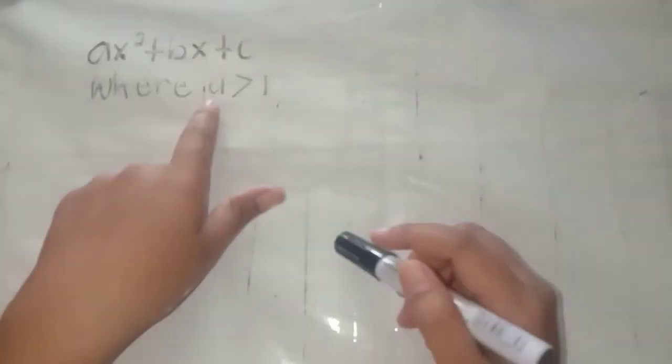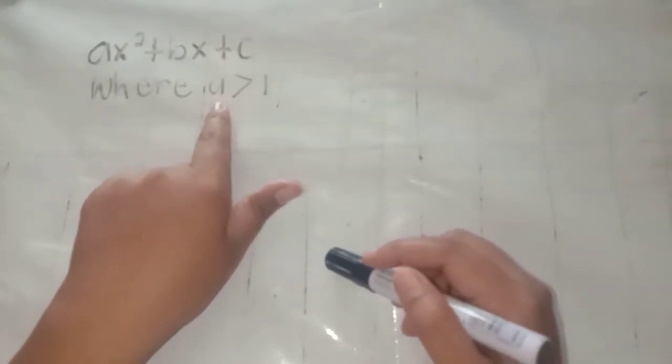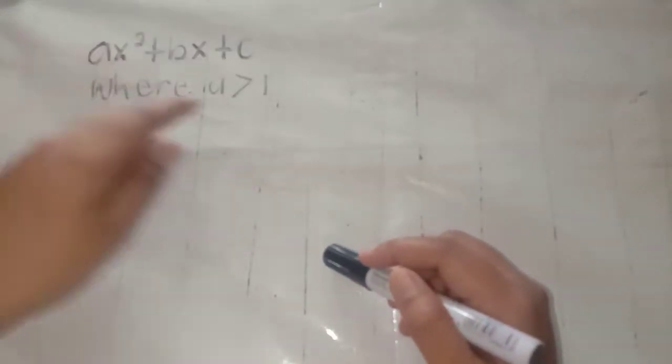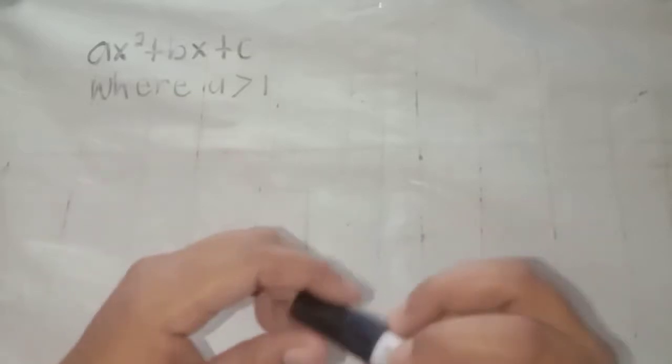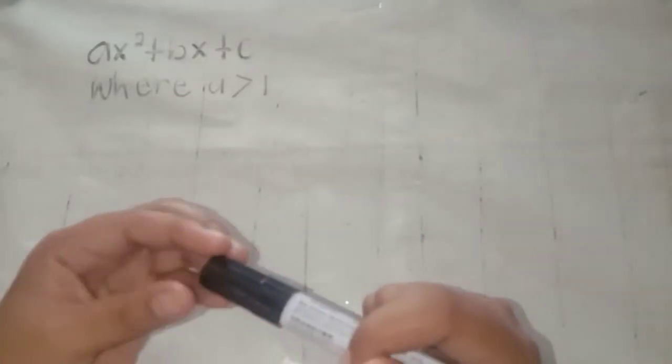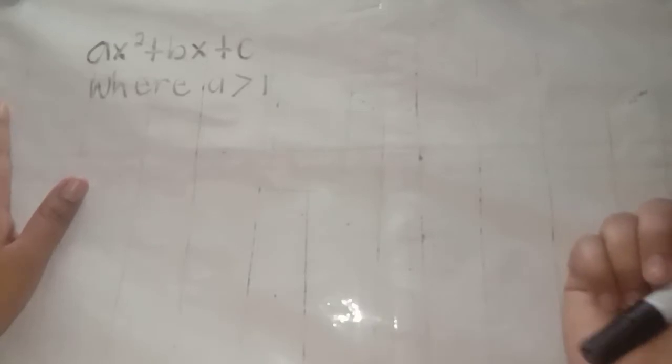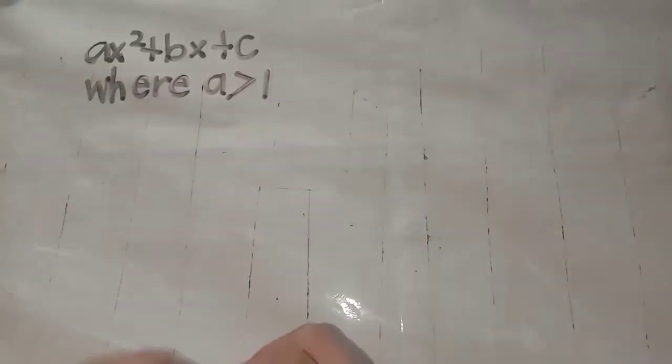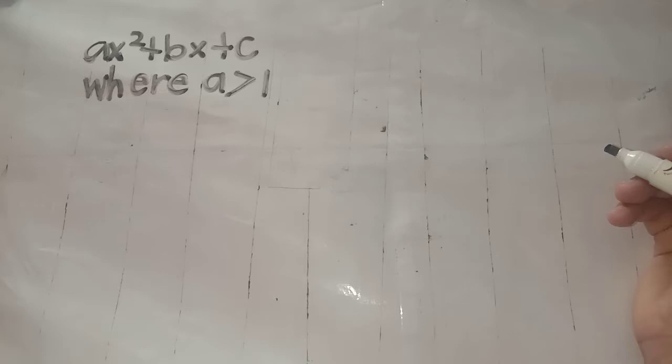Kanina, a is equal to 1. How about when the value of a is greater than 1? What will we do to find the factors of quadratic trinomials? We can use the AC test method. If you look at your module, there is the form we will use for the AC test method, to get the factors of quadratic trinomials of the form ax squared plus bx plus c where a is greater than 1.